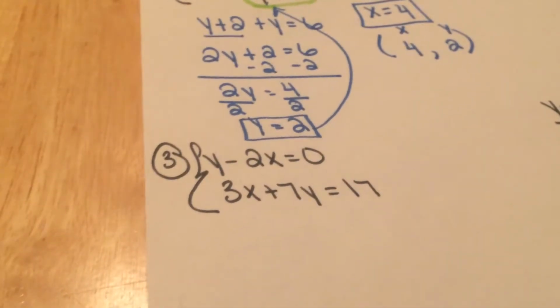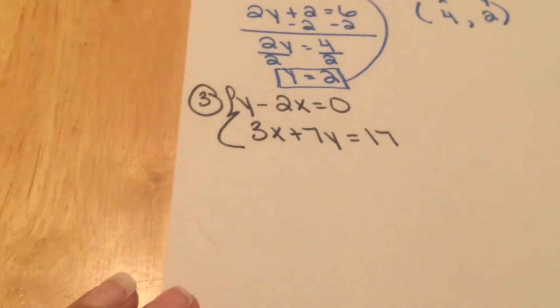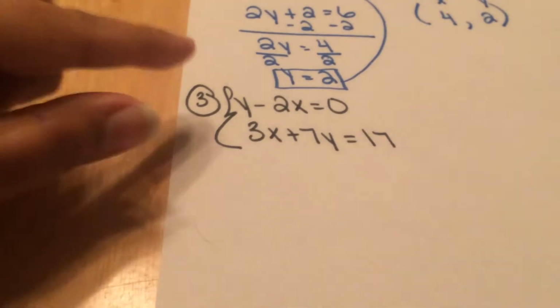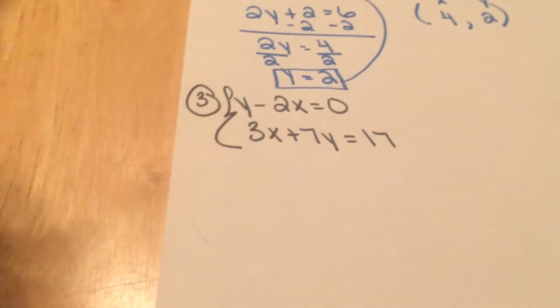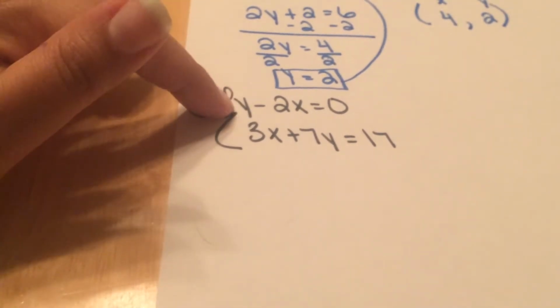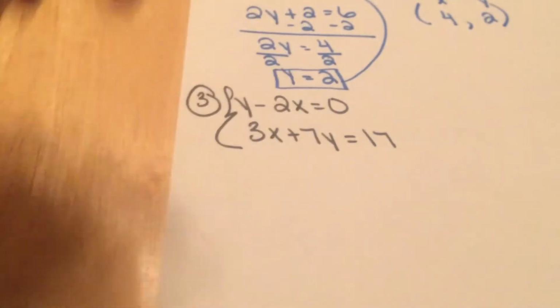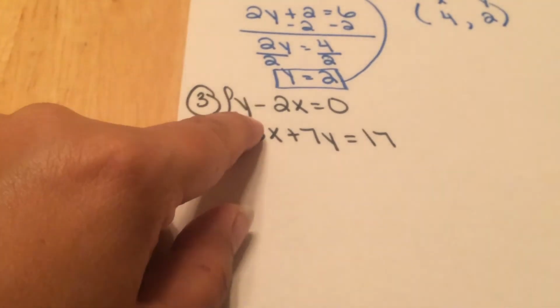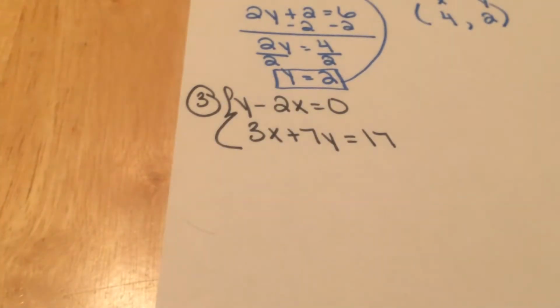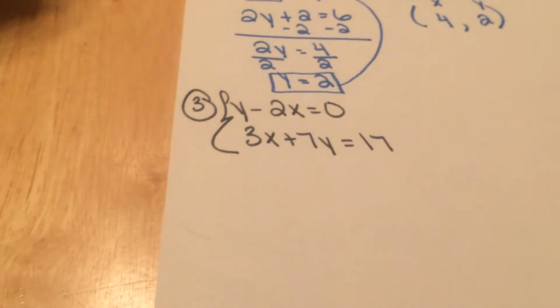Okay, so on number 3, we have y minus 2x equals 0 and 3x plus 7y equals 17. So if we look, again, I want to have one variable by itself. Hopefully we're deciding which equation looks easier to manipulate, and hopefully we see that it's going to be the top. Now I can get either variable by itself, but which variable is going to be easier to isolate, the y or the x? Hopefully we're seeing that it's going to be the y.